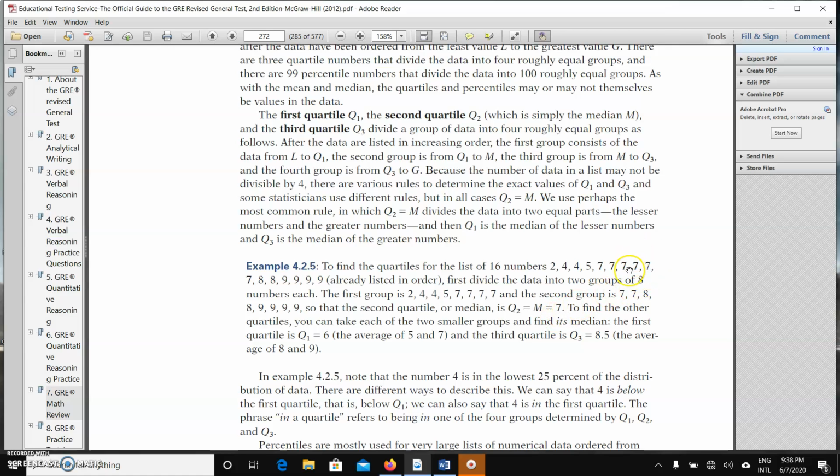So 7, when we look for the average divided by 2. Now, to find the other quartiles, you can take each of the two smaller groups and find its median. This is how technical it is. We divide this one into two groups, right? The first side is supposed to be 7 numbers. You have the two groups. For the first quartile, that's the set of numbers below Q2, and the set of numbers above Q2. Take the smaller group and take the median. If I take the remaining group, for example, 1, 2, 3, 4, 5, 6, 7, 8.